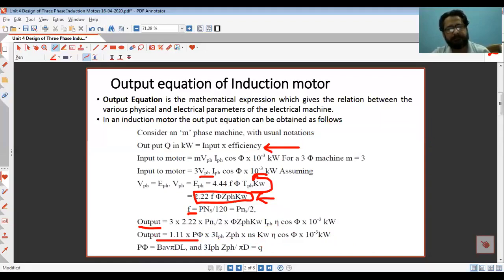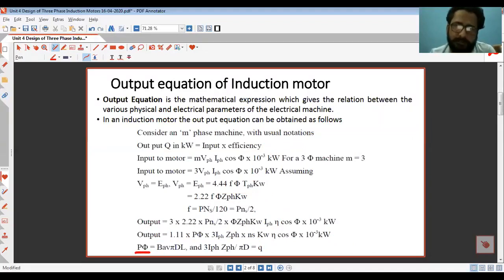Now what is P phi? So here comes the role of the specific magnetic loading. What is specific magnetic loading? It is given by BAV.